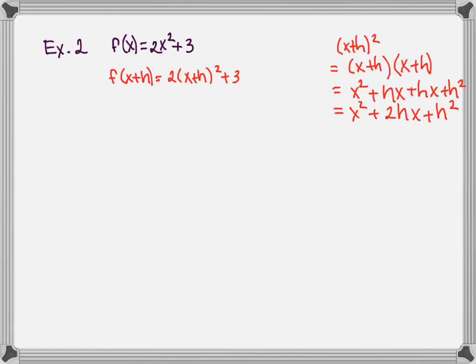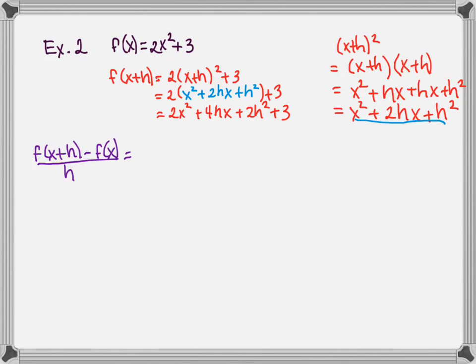Let's take that and go back to where we are working. So I have 2 times x squared plus 2hx plus h squared, still plus my 3. Now I'll distribute the 2. So 2 times x squared is 2x squared, 2 times 2hx is 4hx, and then 2 times h squared is 2h squared, and I still have my plus 3. So this is my f of x plus h.